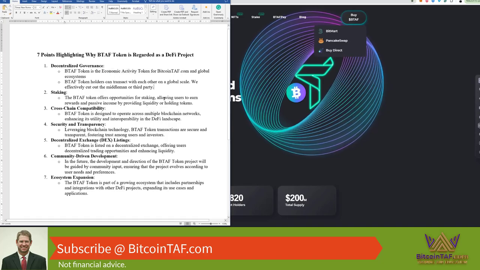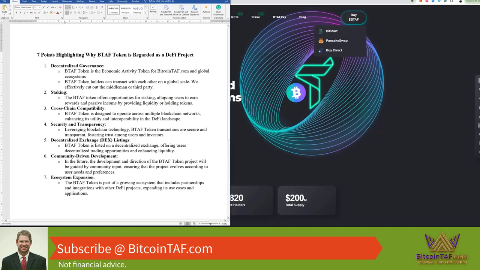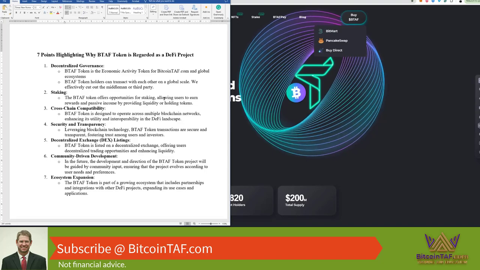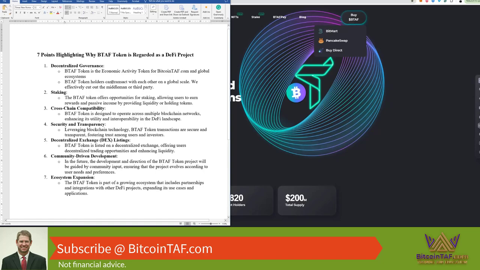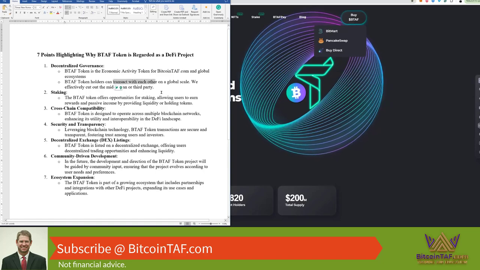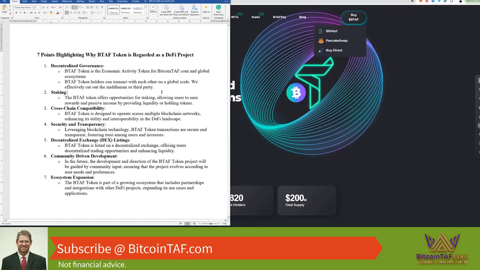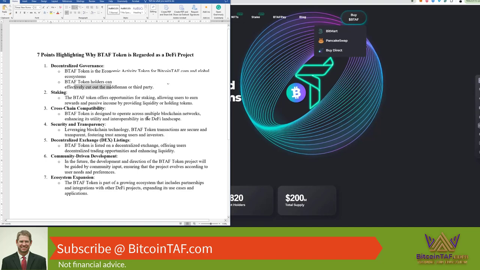And this is why the BTAF token and all coins that are built on the DeFi network, if they are honest, ethical, and have a use case, are going to grow. Like us, we keep growing. Now, BTAF token holders can transact with each other on a global scale. I just mentioned that I can send anybody here on this call BTAF tokens. It's like a text message. You've got it instantly. We effectively cut out the middleman.